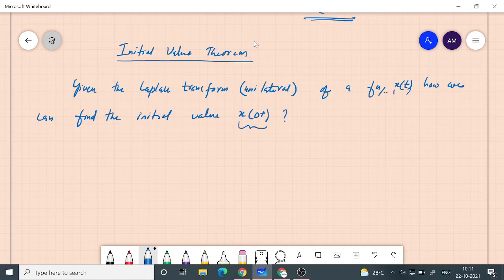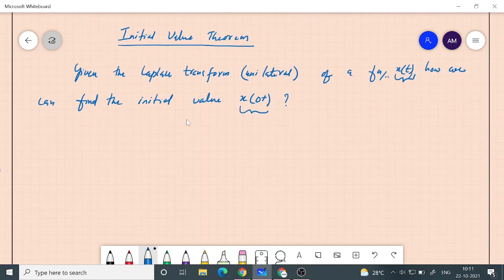So the function is given as this x of t. Its Laplace transform is given. The function is not given. If the function is given, then just put t equal to 0 plus, and you know the initial value. But the function is not given. Only the Laplace transform of the function is given. So there are two ways you can find out x of 0 plus.